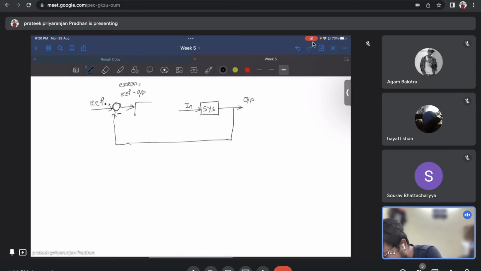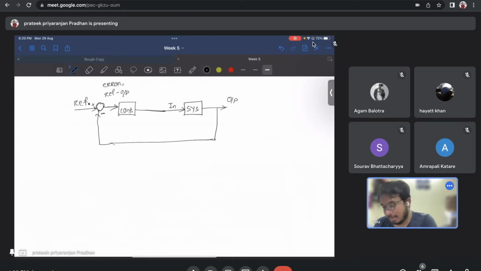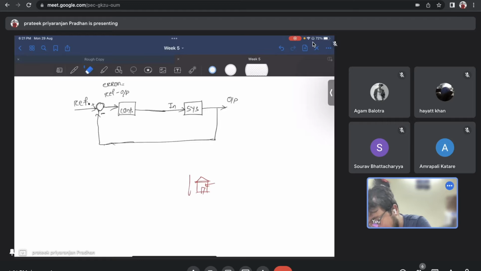This error signal is fed into something like a controller. I'll explain why it's called a controller and what it does. So this is a typical control system diagram. Let's take one simple example, like the one I explained. This is a house, pardon my drawing, and you want the temperature inside to be exactly 24 degrees Celsius. Air conditioning is the system, the house is the plant, the output is the temperature, and here I want 24 degrees Celsius, the reference.